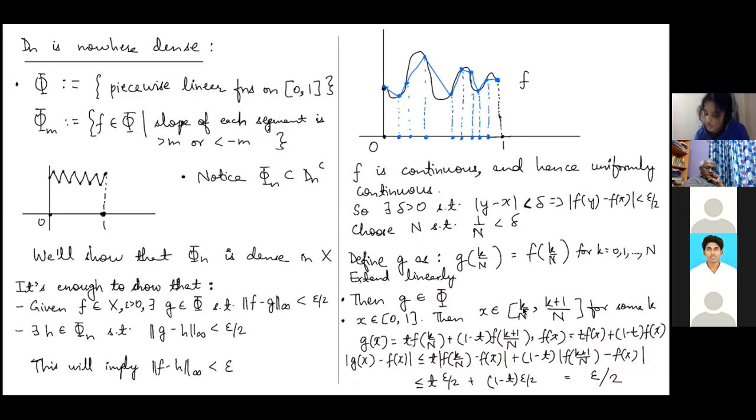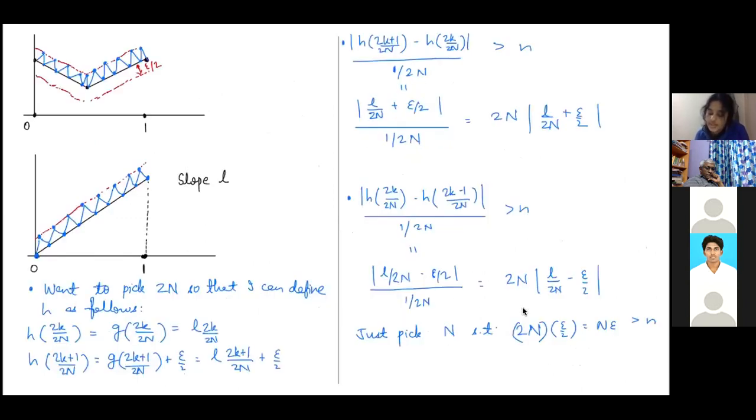Now, given G, we want to find h that is at distance at most epsilon by 2 from it. In general, what we'll show is that given any piecewise linear function, there is a function in phi n which is at distance at most epsilon by 2 from it. Just to illustrate what we'll do, here is a diagram. For ease of explanation, I've taken a very simple case, where the function has just these two segments drawn in black.